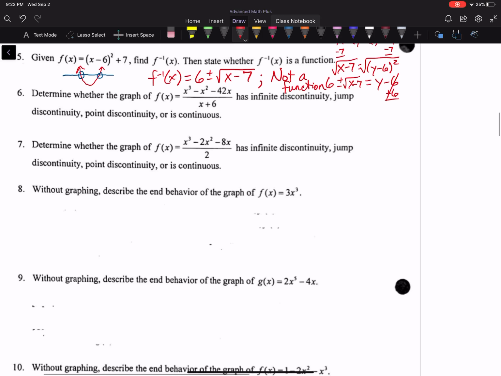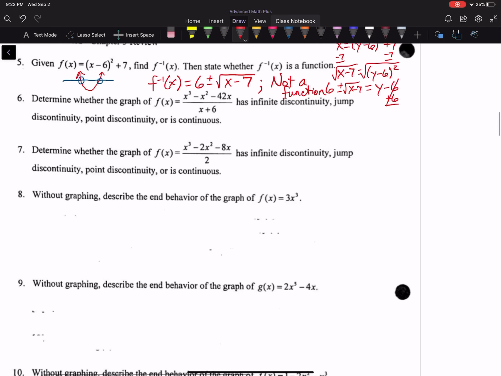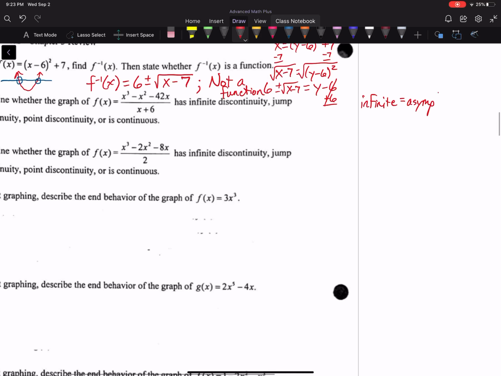6 and 7, we talk about discontinuity. Remember, we talked about 3 types of discontinuity. There was infinite discontinuity, jump discontinuity, and point discontinuity, or it could be continuous. So, infinite discontinuity. Infinite equals asymptotes. If it has asymptotes, it has infinite discontinuity.